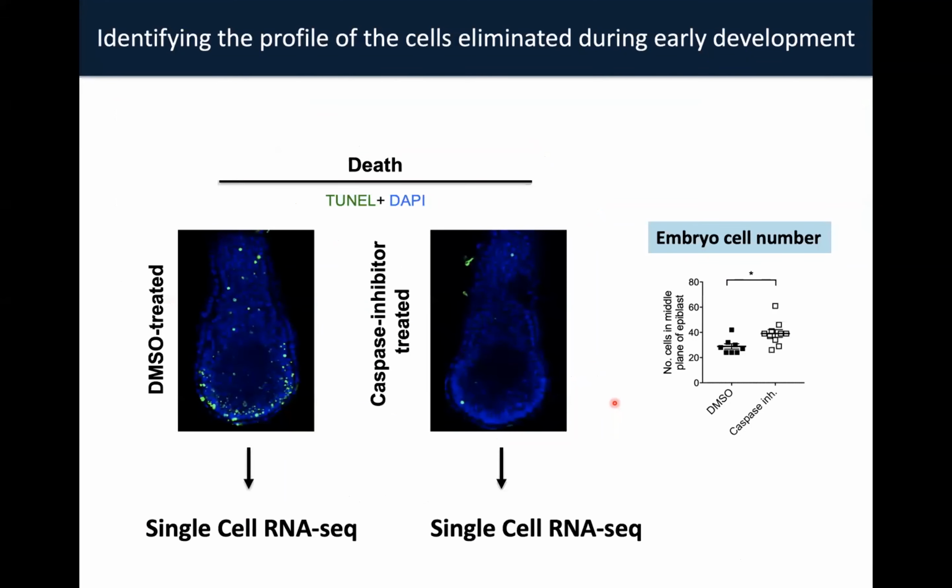To start to address this question, we began by asking if there was a common transcription profile of the cells that were eliminated. To answer this, we reverted to the experiment I told you about at the beginning of my talk, in which we take embryos and culture them in the presence of a caspase inhibitor. Then we isolate single cells, do single-cell RNA-seq, and ask if the cells from embryos in which apoptosis has been blocked have a different transcriptional signature from those from control embryos.